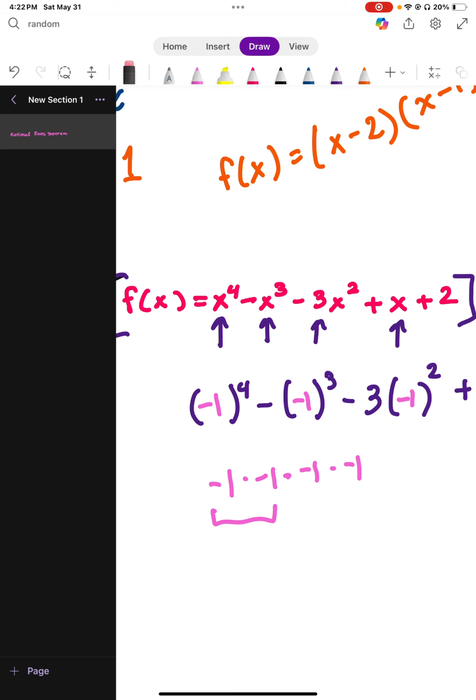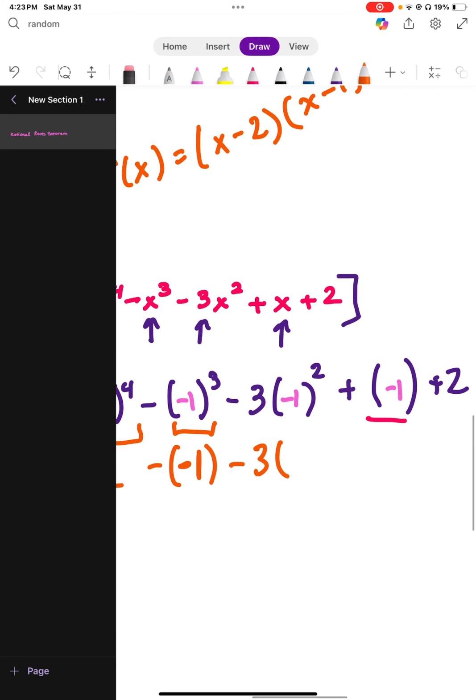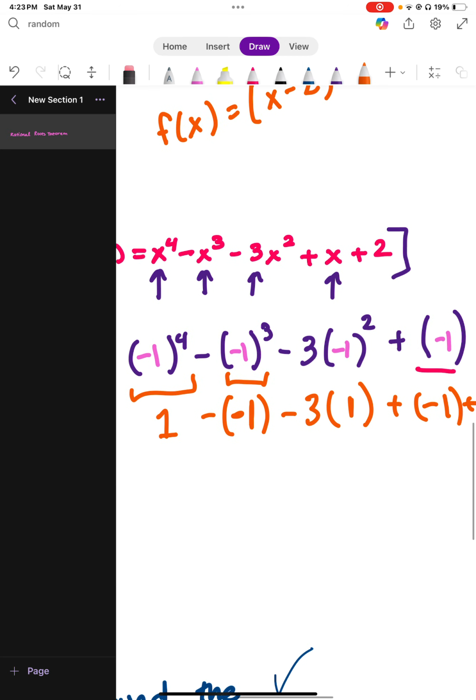Same idea here, it's going to be 1. Depending on whether the exponent is odd or even, you can tell if the end result is going to be positive or negative. So this is going to be 1 minus, and this is odd, so it's going to remain negative 1, and then times 3, and this is going to be even, plus negative 1, plus 2. Here we have a negative and a negative and a negative. It's kind of like a negative times a negative, so that's going to end up being positive.